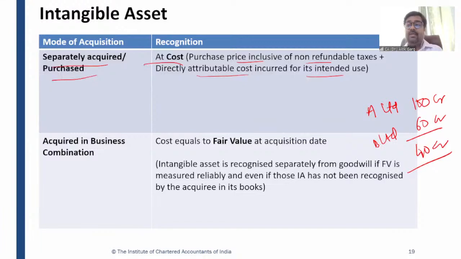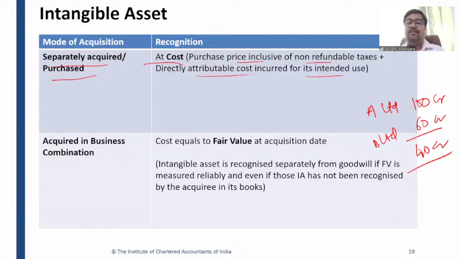Because A Limited is looking into some synergy. A Limited is looking into some future economic benefit, because B Limited has some future contracts which will give some future economic benefit, because B Limited has some goodwill which B Limited has not capitalized. Why? Because B Limited's internally generated goodwill cannot be capitalized, right? But A Limited is paying extra because A Limited knows that this is having a brand name. While acquiring B Limited, I will have more future economic benefit. I will have access to some intangible asset. I will have access to the customer base. I will have access to the government contracts, right? So that is why A Limited is paying extra to B Limited.